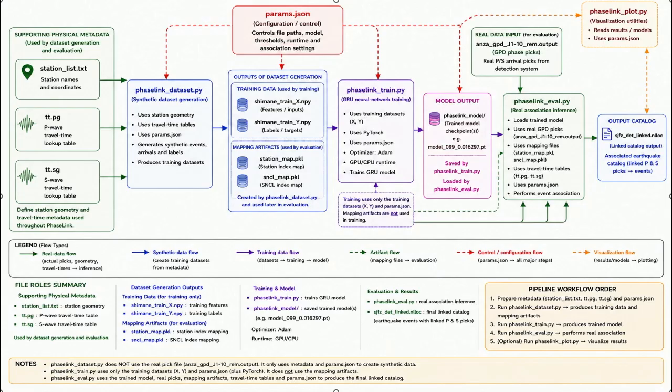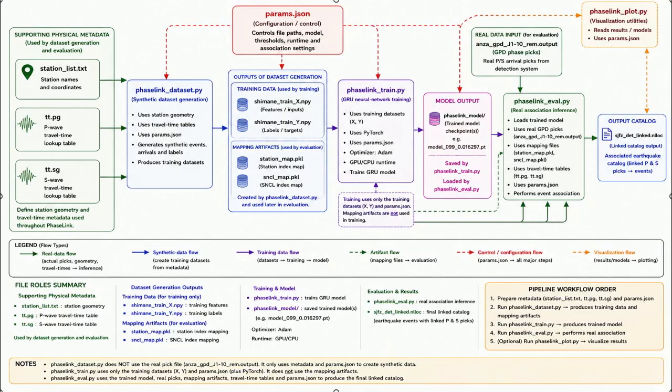PhaseLink uses the PyTorch library as its deep learning framework. Historically, TensorFlow dominated many machine learning workflows, whereas modern scientific machine learning often favors PyTorch because of its flexibility and research-oriented design. PyTorch serves as the computational engine that stores the GRU neural network architecture, computes predictions from the seismic pick data, optimizes model weights during training, handles the required tensor algebra, and performs backpropagation.